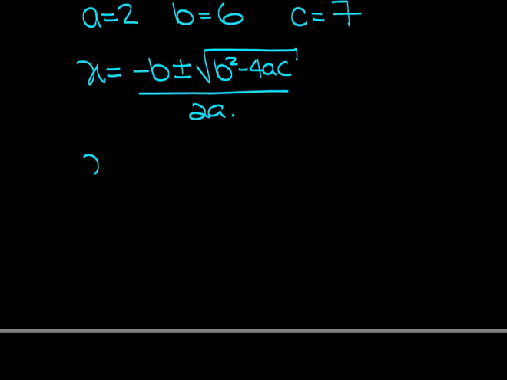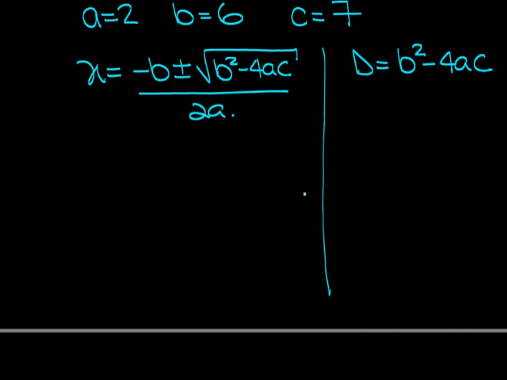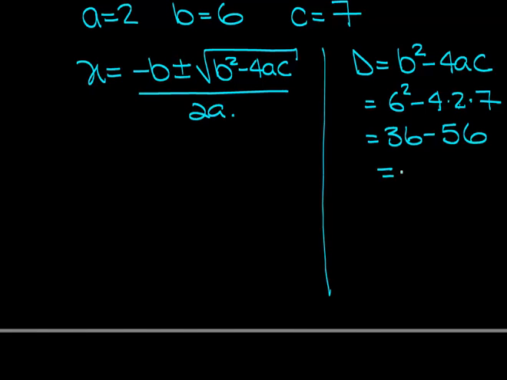Okay, so here's my formula. So we get x is equal to minus 6 plus or minus square root of 6 squared. Oops, before I do that, we need to calculate the discriminant. This is just for your benefit to show you what my discriminant is. B squared minus 4ac. I just want to see what type of solutions I'm going to end up with. So I get 6 squared minus 4 times 2 times 7. 6 squared is 36 minus 4 times 2 is 8, 8 times 7 is 56. So we end up with negative 20.